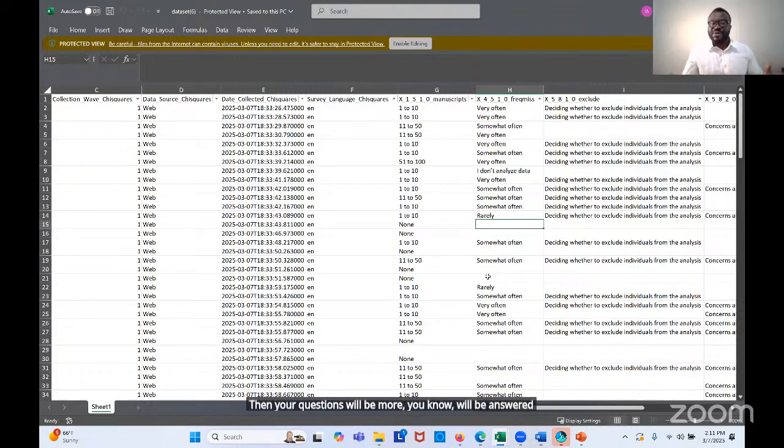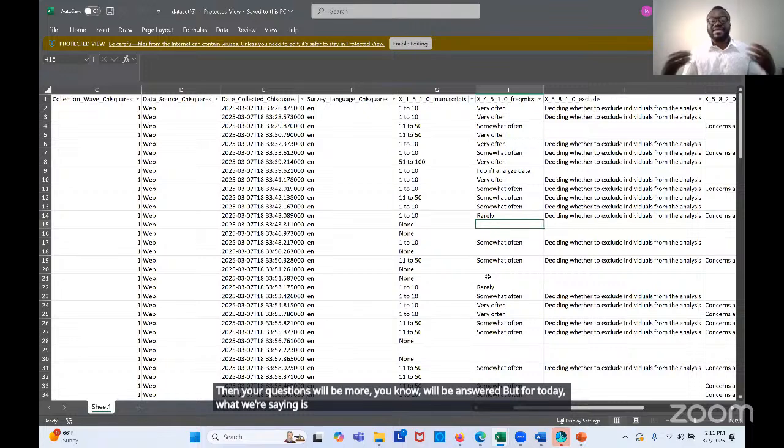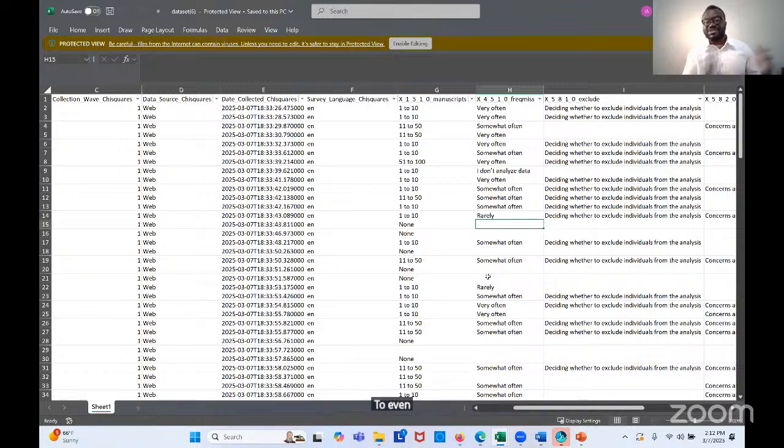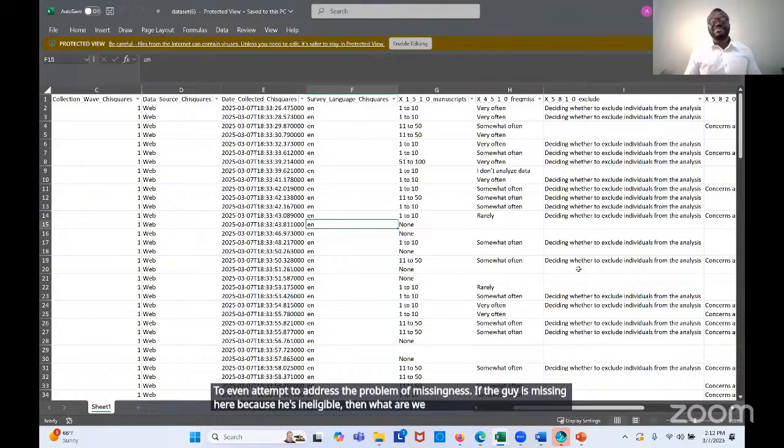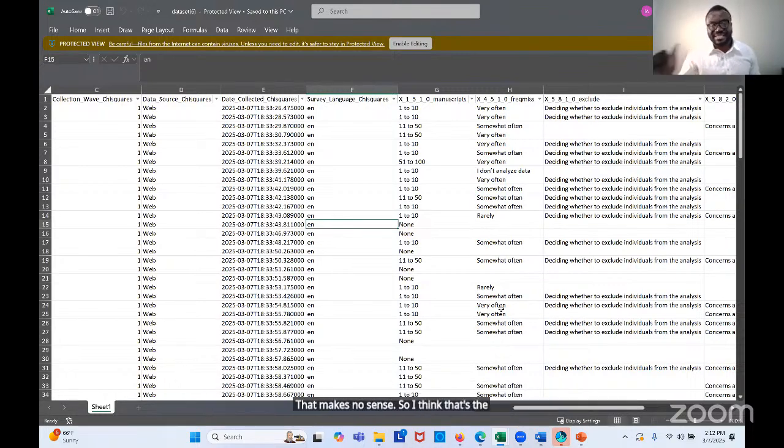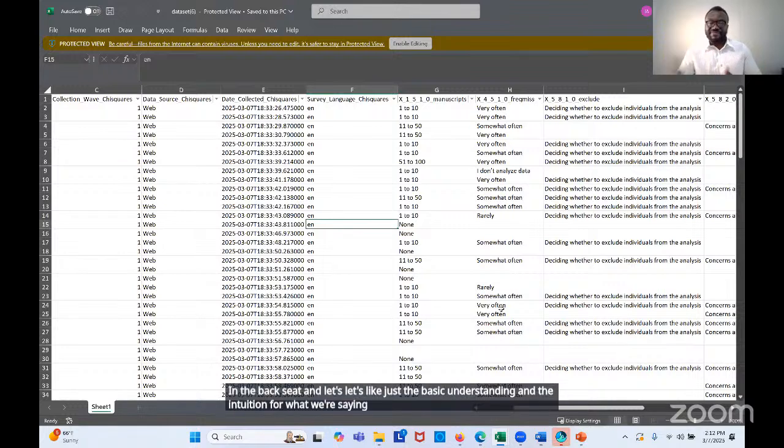But for today, what we're saying is we should apply common sense to understand what is going on in our data and why things might be missing, and when it makes no sense to even attempt to address the problem of missingness. If the guy is missing here because he's ineligible, then what are we even trying? Why are you trying to give him an average of others when he's not even eligible for the study? That makes no sense. So let's put statistics in the back seat, and put the basic understanding and the intuition for what we're saying in the front seat. If we can do that, we can declare the lecture a success.